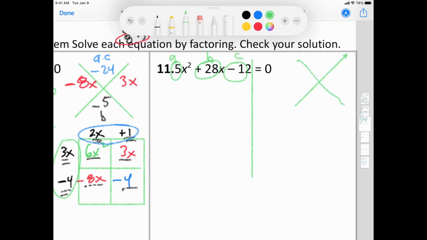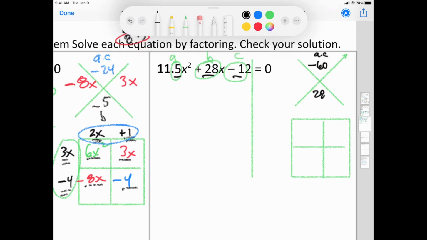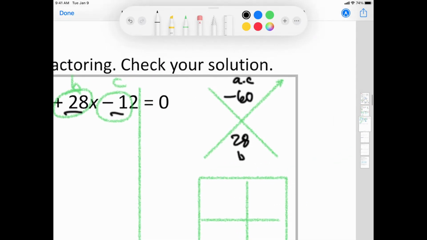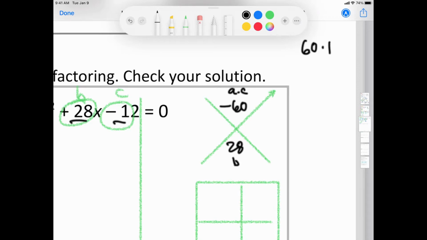Let's go ahead and use our X-box method of factoring. It might be helpful for you to always write up the letters, A times C. So 5 times negative 12 is negative 60. My B value is 28. We need to think of factors of 60. You'll notice I have the larger numbers on the left. I like to count down, so 3 and 20, 4 and 15, 5 and 12, 6 and 10. Do any of those help us? They do not.